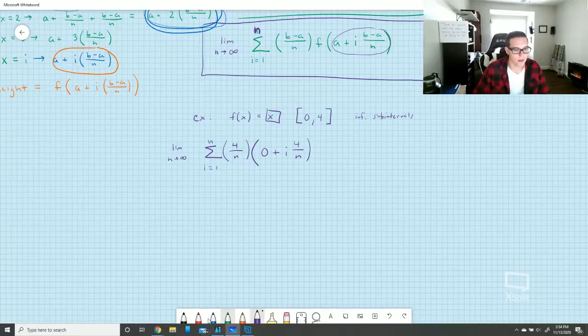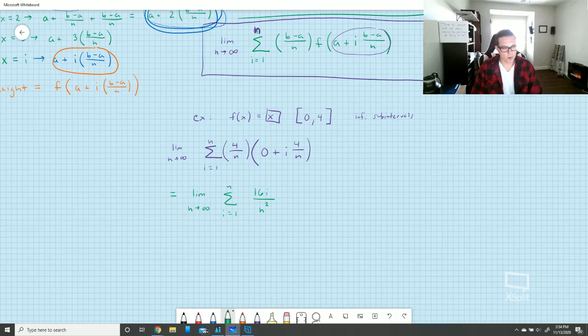And I have to simplify this. So limit as n approaches infinity, summation i equals 1 to n. Looks like I end up with 16i over n squared. Now you're going to have to trust me on this one. This summation only deals with i. That's the thing that's changing up to the value of n. n does not affect anything being in the sum. I can just multiply it after I'm done.